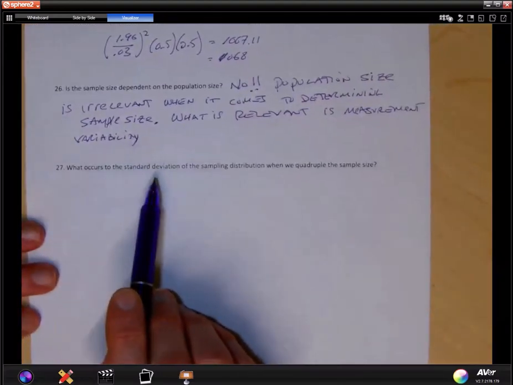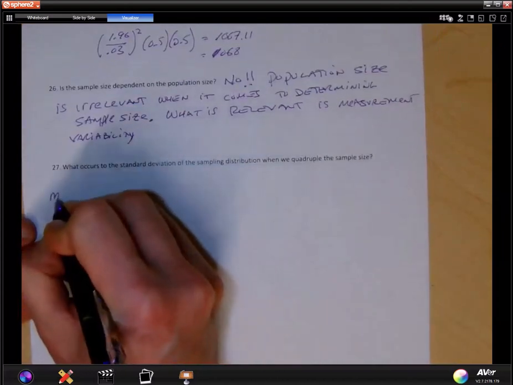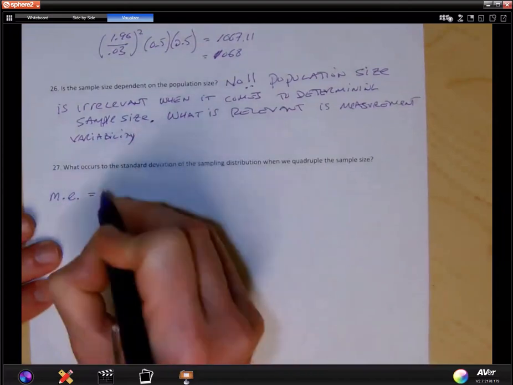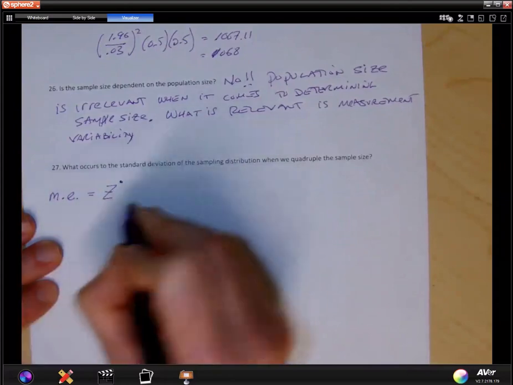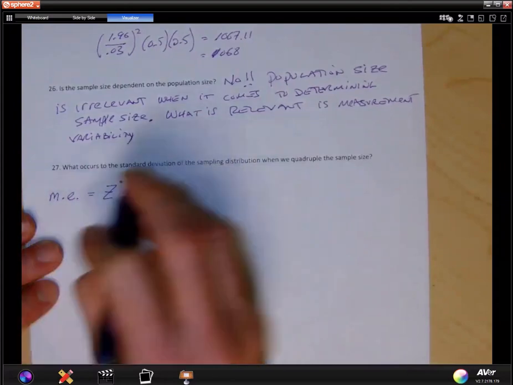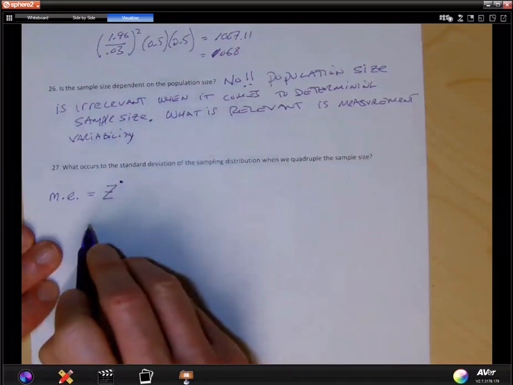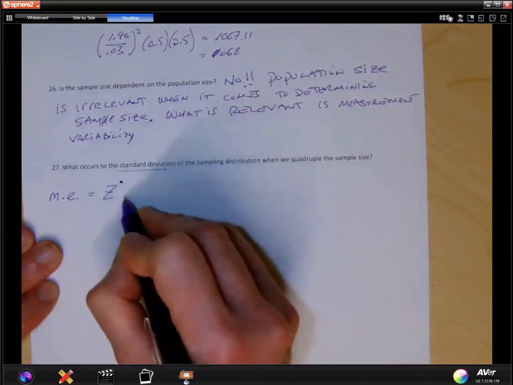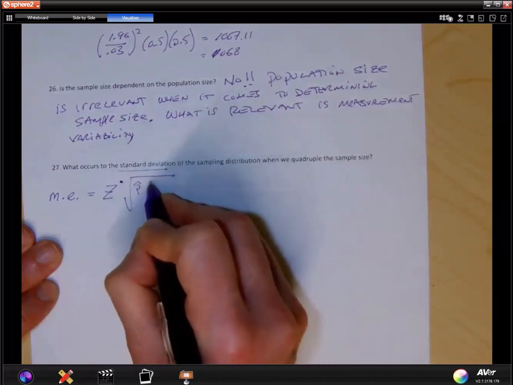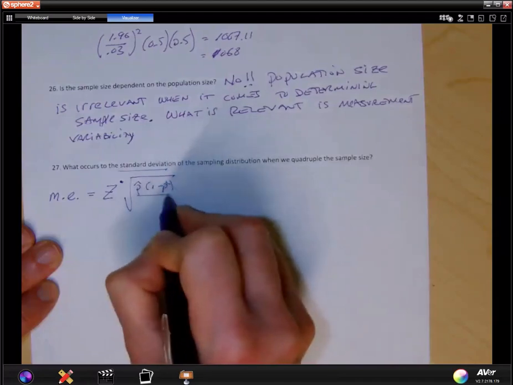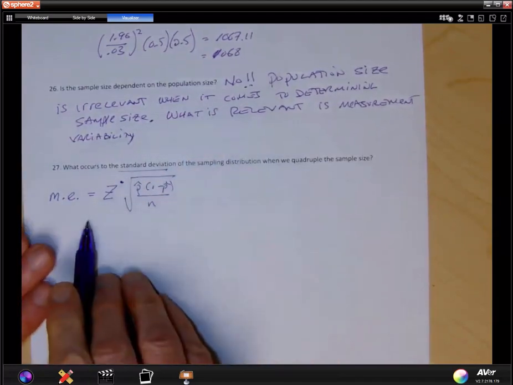What occurs to the standard deviation of the sample distribution when we quadruple the sample size? Well, let's just do this real fast. I'm going to do this algebraically, but you can do it non-algebraically. Here's all we're saying. This is the standard deviation. I'm going to just use the margin of error. Same idea. The standard deviation is just this part. And right now I'm using this margin of error, and the standard error here. But this is some value.